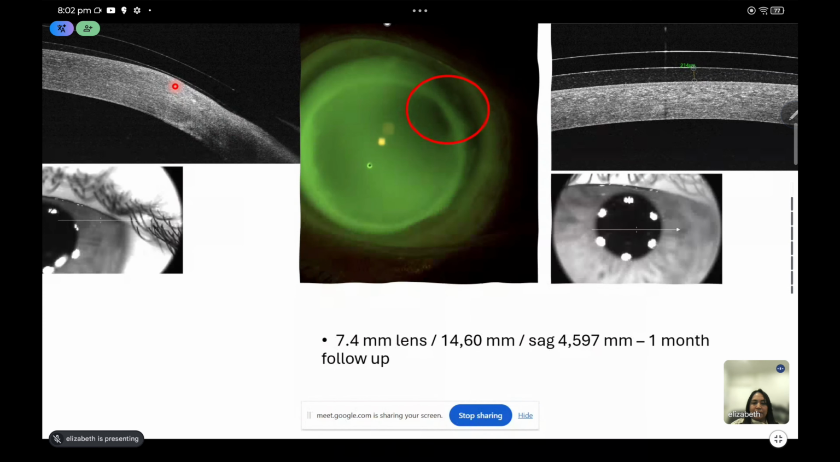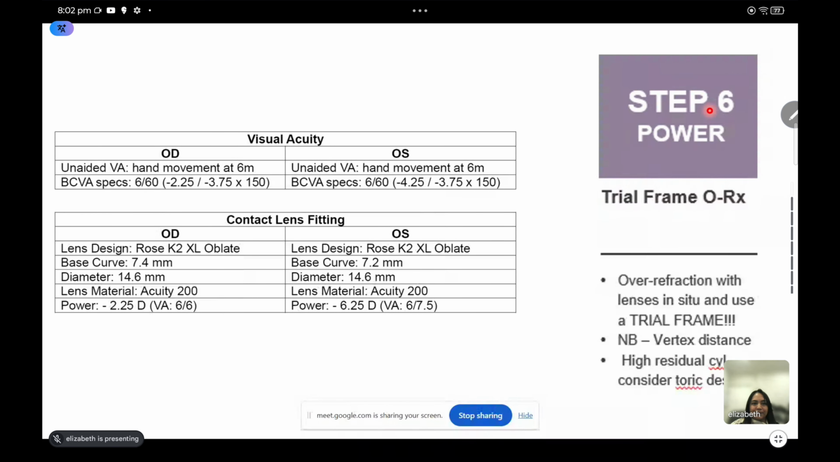All right, so when we had a look at this after a month, this is what the lens looked like, and centrally, that clearance reduced to 214 microns, which I was also happy with. So for me, this was still looking good. Patient was comfortable, had good vision, and there was no staining under the cornea after taking the lens out.